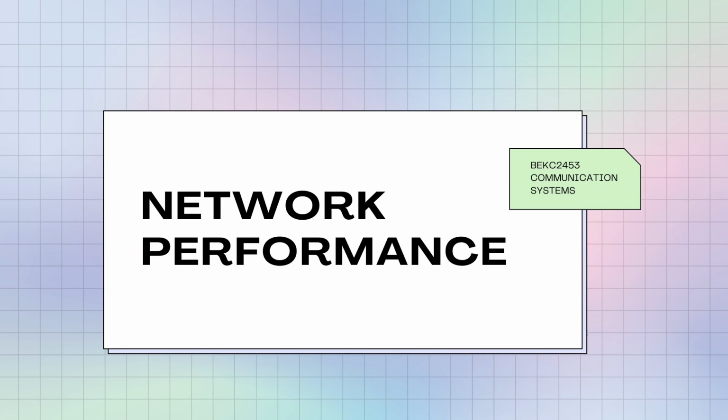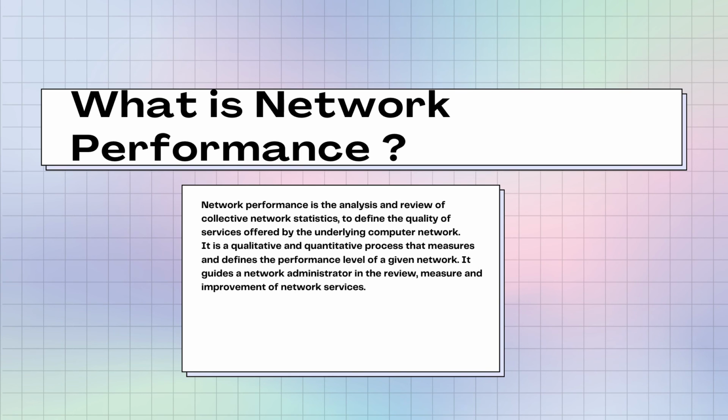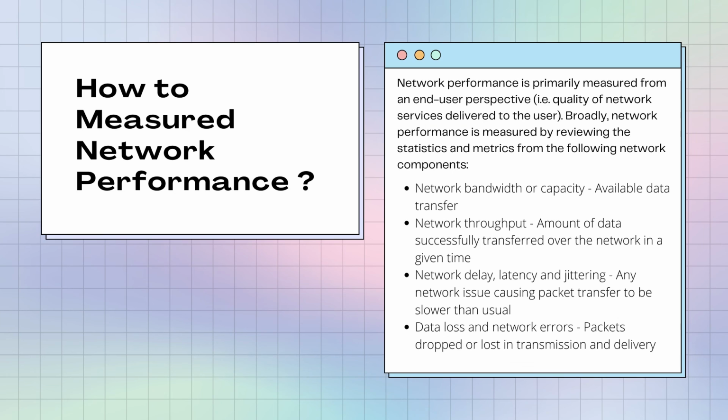For part 5, we will talk about network performance. What is network performance? Network performance is the analysis and review of collective network statistics to define the quality of service offered by the underlying computer network. It is the qualitative and quantitative process that measures and defines the performance level of a given network. It guides a network administrator in the review, measure, and improvement of network service.